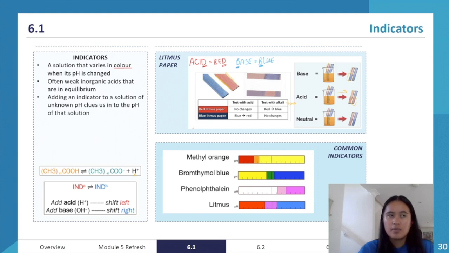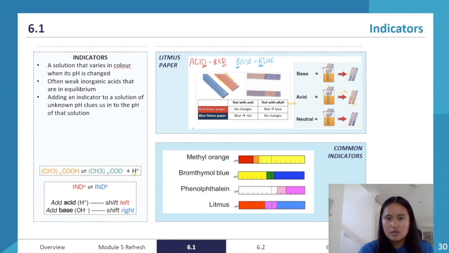You have red litmus paper and you have blue litmus paper. Red is for acid, blue is for base. So you remember that because base and blue start with the same letter, which means that they go together. So if you have blue litmus paper and you put it in a base, it should not change colors. Whereas if you have red litmus paper and you put it in a base, it should change to blue.